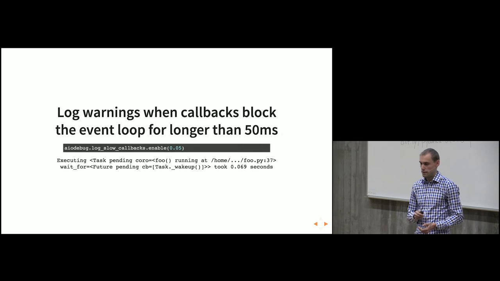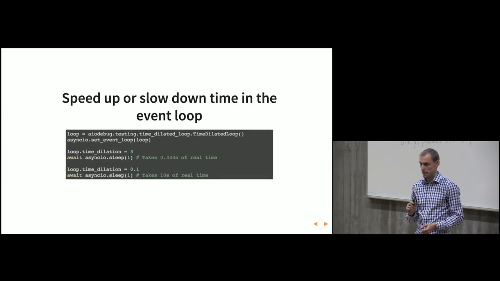One feature we have is we enable logging of callbacks or coroutines that are taking too long to execute. So they block the event loop for a specified number of milliseconds. We log that as a warning. This is one of the things that Async IO does in debug mode, but this is a much more lightweight way of doing it.